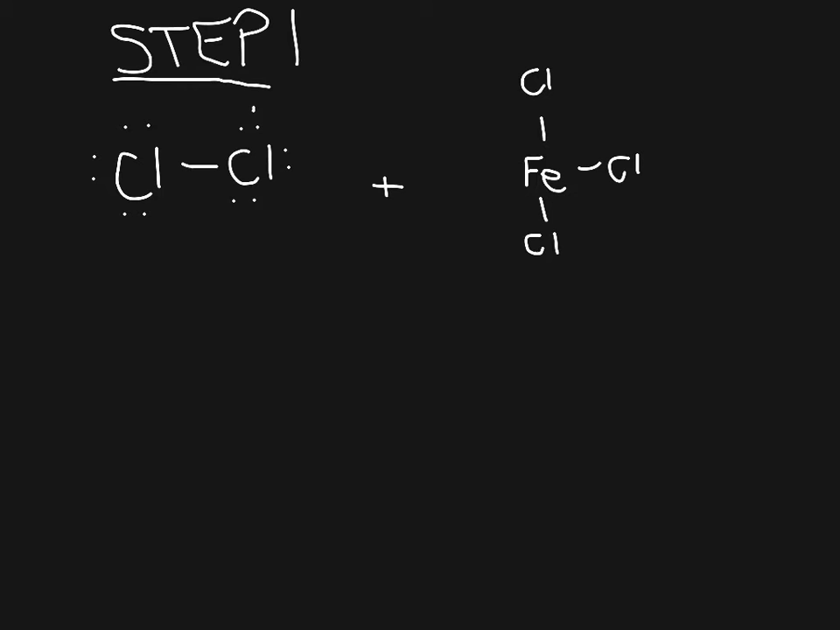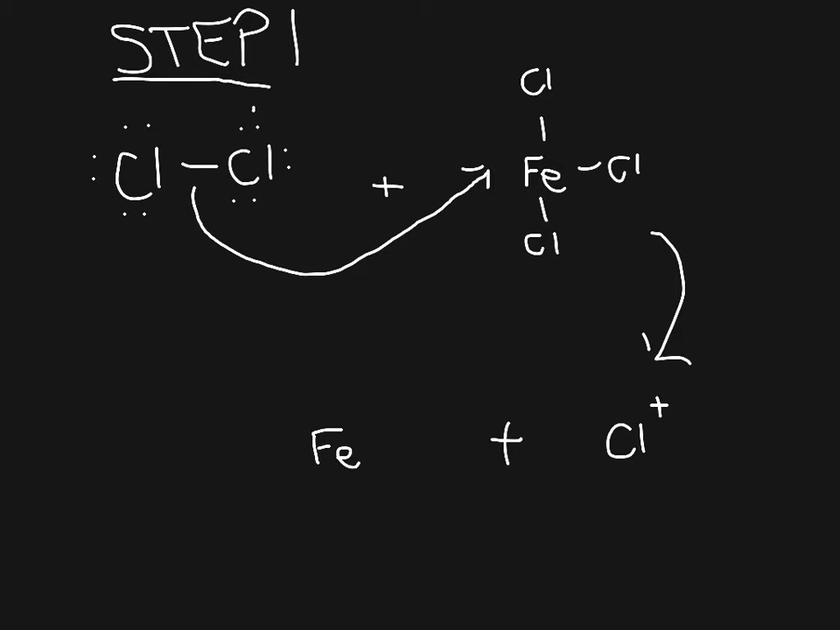So just using electron notation, this breaks to form an electrophile, which is going to be chlorine positive, which looks weird. And we also have another funky species, where we have iron tetrachloride, but the iron is also negatively charged. So that's step 1. The important part of this step is that we actually get this. This is what we want to start our reaction.